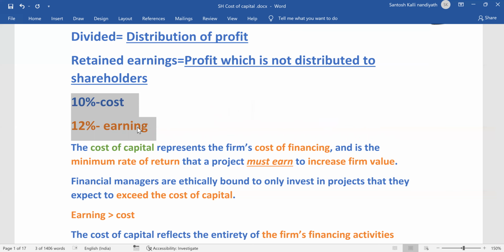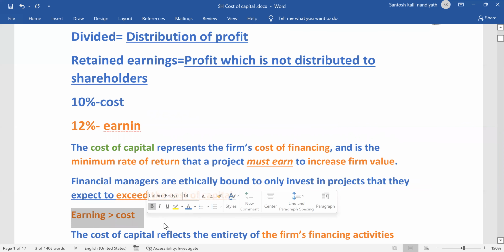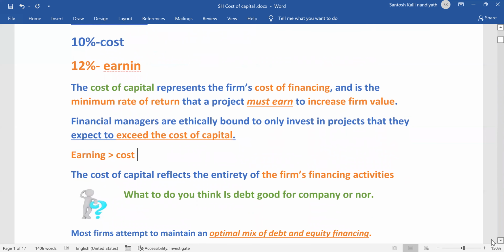Okay, so same thing they are saying. If we read through it, the cost of capital represents the firm's cost of financing and is the minimum rate of return that a project must earn to increase firm value. How will firm value increase? If earning would be more and cost would be less. Financial managers are ethically bound to invest only in projects that they expect to exceed the cost of capital. Means whatever income will come, it should be more than cost, then only it would be beneficial for the financial manager. Up to here we are good.